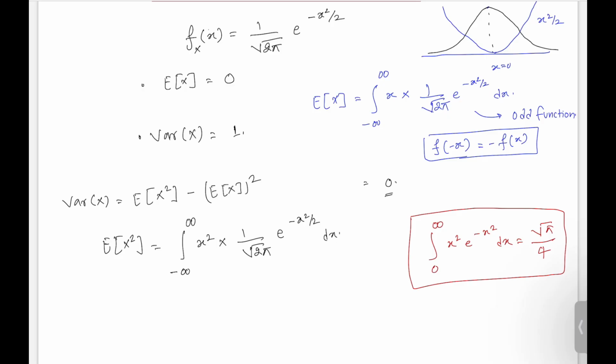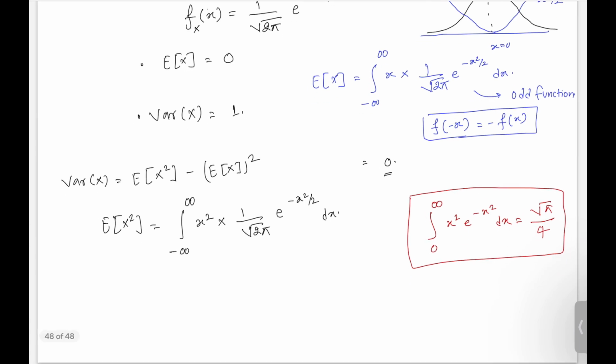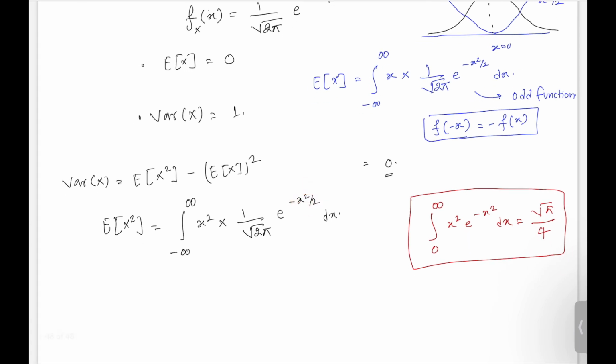So you see, here we have x square divided by 2, here we have x square, here we have x square. But we need to make it in this form so that we can directly use the result. Somehow we need to manipulate this, and if you look at this function, this is an even function, right? So this integral, we can now take from 0 to infinity, and that will be 2 times. And why is it an even function?